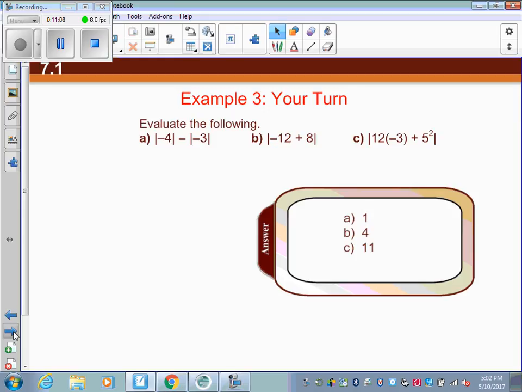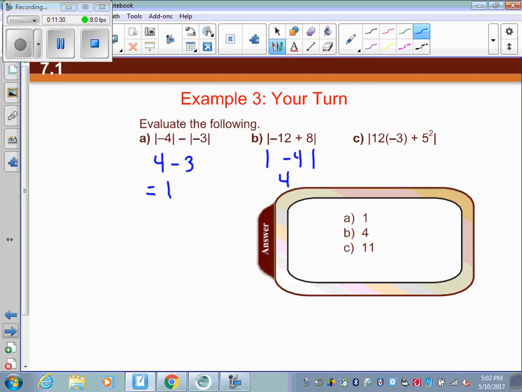So I will do these ones out a little bit for people. In this one, there's nothing to do inside the bracket, it just turns positive. This one turns positive. So 4 take away 3 is 1. In this case, I have to do something inside the bracket first. Negative 12 plus 8 is negative 4, and then the absolute value of that is 4.